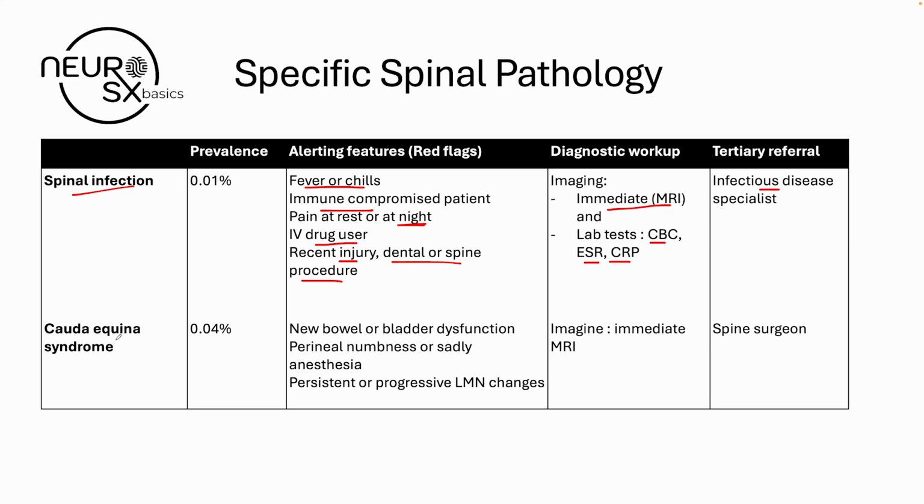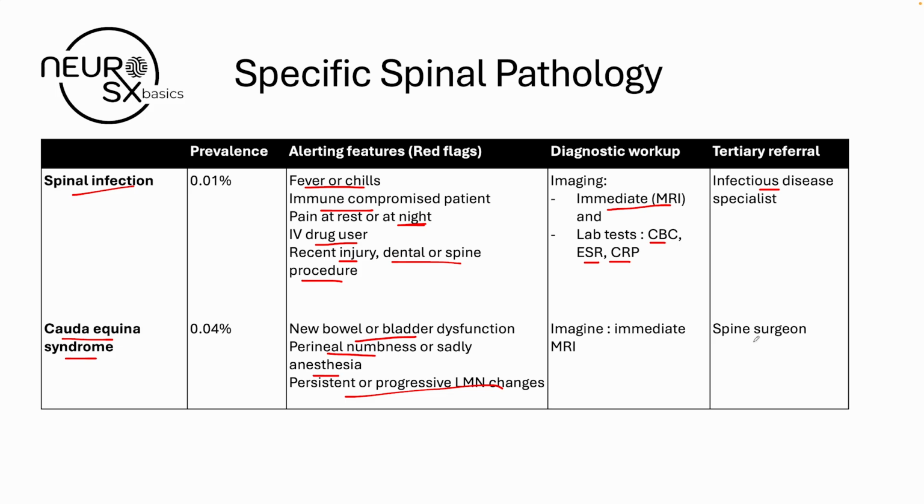The next and the last specific spinal pathology is cauda equina syndrome, a significant emergency. We're going to come across cauda equina syndrome very, very frequently as neurosurgeons. Red flags which point towards the cauda equina syndrome include new bowel or bladder dysfunction along with low back pain, perineal numbness or saddle anesthesia, and persistent or progressive changes which are indicative of LMN or lower motor neuron involvement. Okay, any patient with cauda equina syndrome, get an immediate MRI and refer them to a spine surgeon. That could be you, that could be another person.